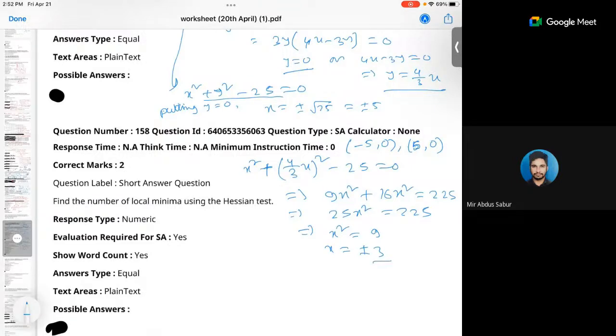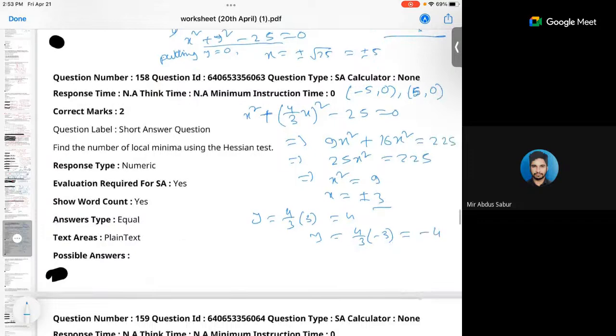So putting x is equal to plus minus 3, you will get y is equal to 4 by 3 times 3, so 4, and y is equal to 4 by 3 times minus 3, so minus 4. So the solutions you will get are minus 3 comma minus 4 and 3 comma 4, right?